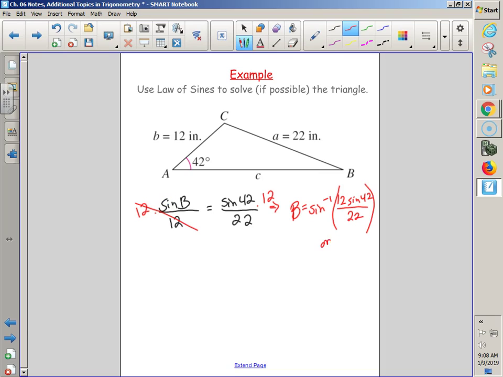However, if there was a second case, what else would we have to consider? 180 minus the answer from above. This is what your calculator technically puts, I think, if you use the second negative sign. So I'll use that as well. So when you did sine inverse of, double check my answer that I'm right, 12 times sine of 42 all divided by 22. Did you get 21.6? Okay.